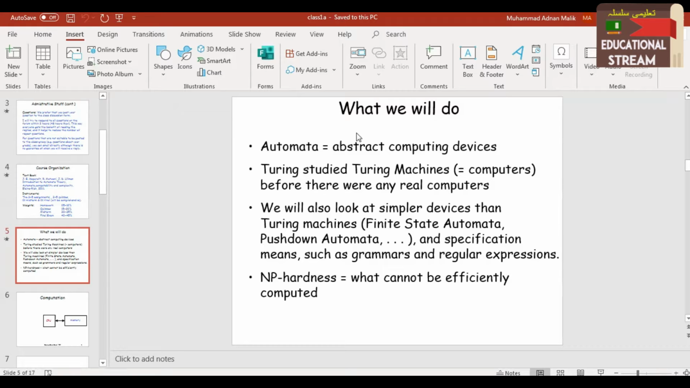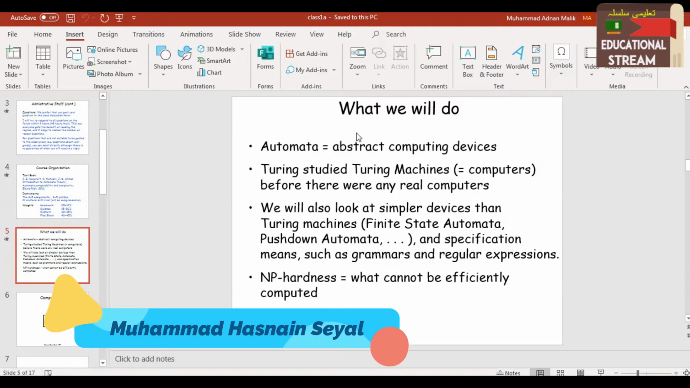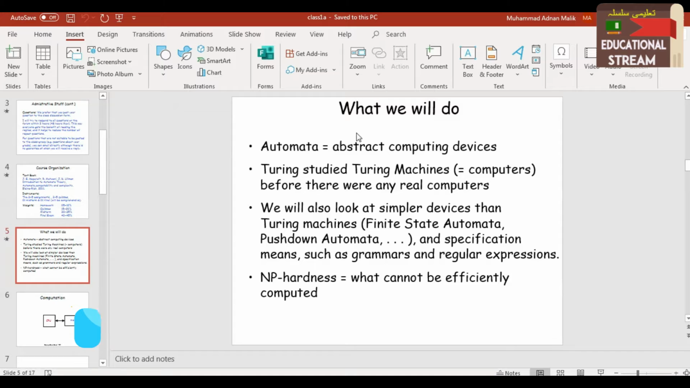So we will look at simpler devices than Turing machines, like finite state automata and pushdown automata, with their respective types and specifications such as grammars and regular expressions. That will be discussed in a later part of this course. NP hardness, normally known as non-deterministic polynomial time hardness, is the most difficult part of computation we will face. So the efficient techniques will be learned in this subject.